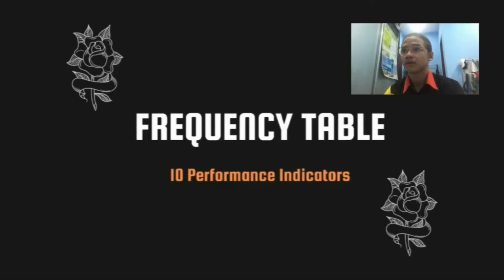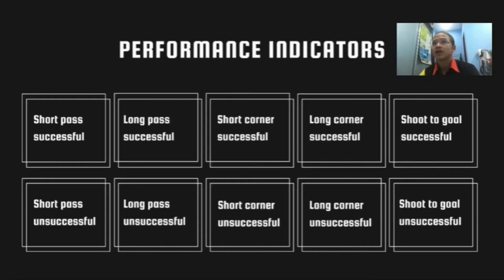Thank you. Now we proceed to the frequency table. In the frequency table, we measure 10 performance indicators, which are short pass successful, short pass unsuccessful, long pass successful, long pass unsuccessful, short corner successful, short corner unsuccessful, long corner successful, long corner unsuccessful, and the last ones are shoot to goal successful and shoot to goal unsuccessful.